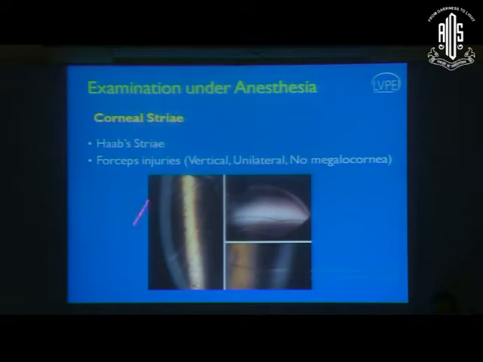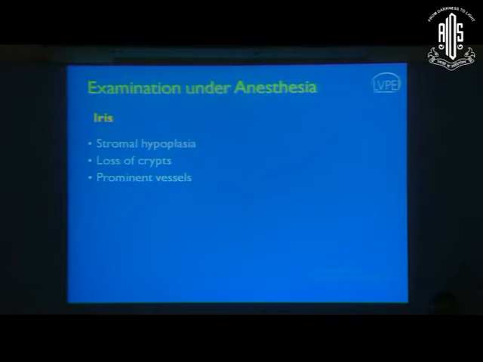Haab's striae, as we have discussed, are usually peripheral. Forceps injury, on the other hand, causes vertical, unilateral folds, breaks in the Descemet's membrane, and there is no associated megalocornea.